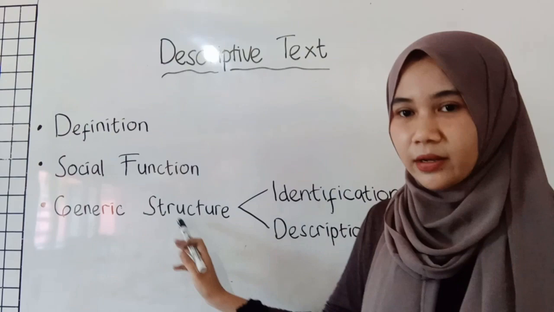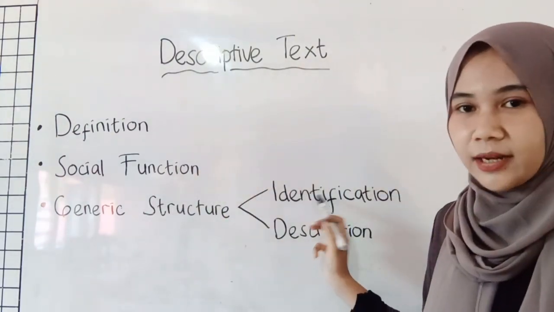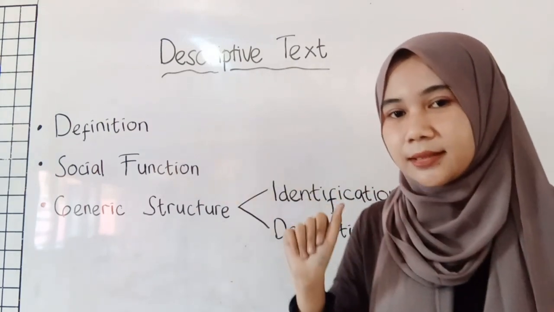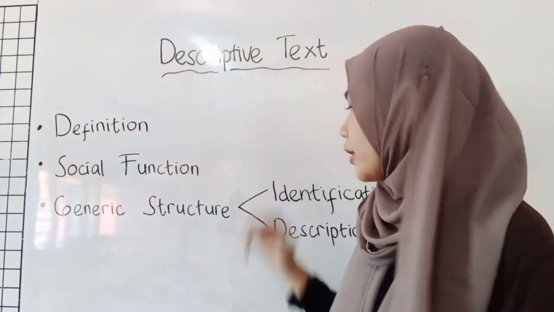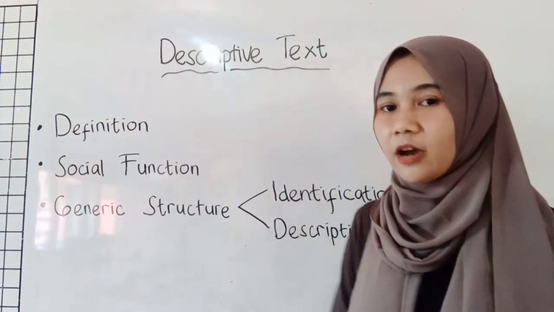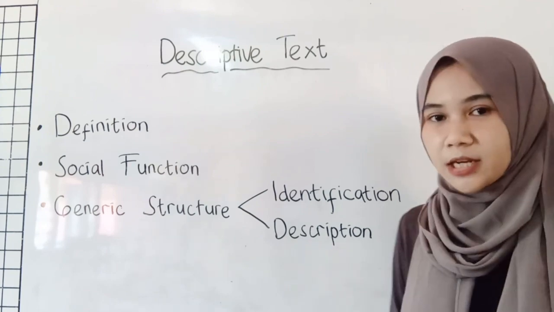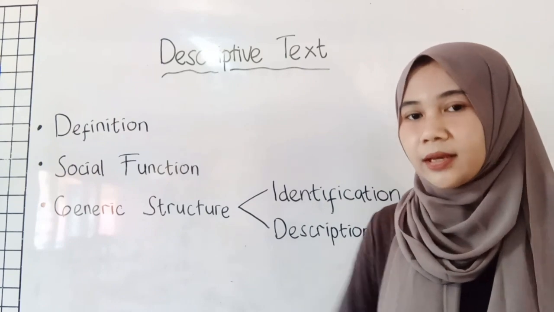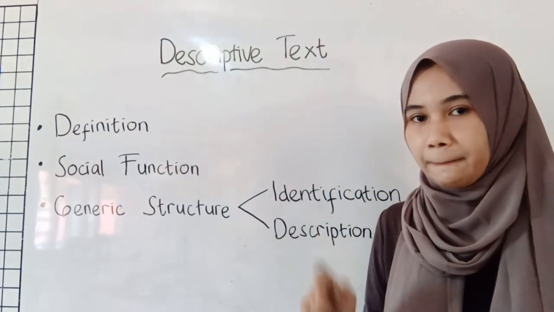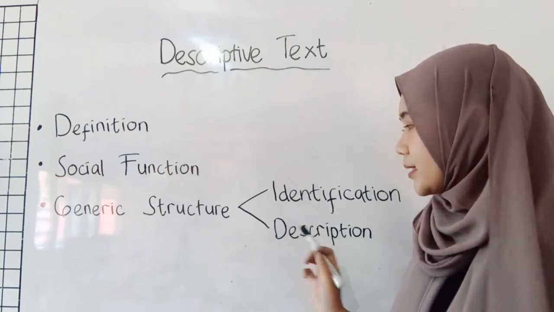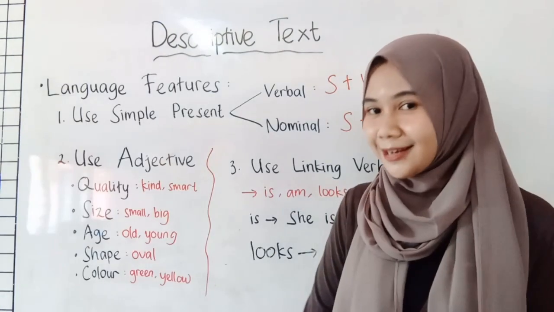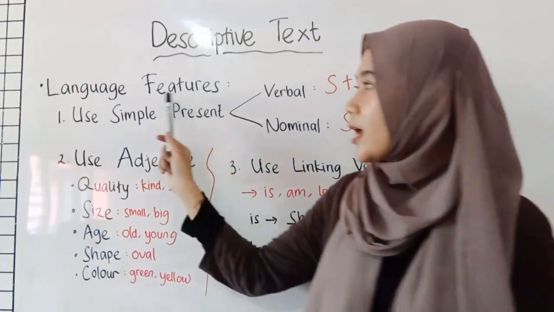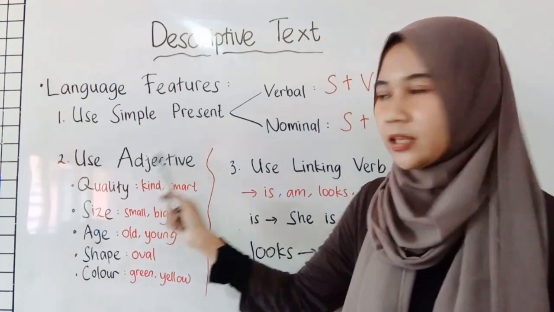Descriptive text has two generic structures. They are identification and description. Identification is introducing a particular person, place, or thing. Usually, identification is at the beginning of the text. And the second is description. Description is describing a particular participant in detail, including qualities and characteristics. Description aims to support the introduction in the text. The next is language features. Language features in descriptive text consist of simple present tense, adjective, and linking verb.